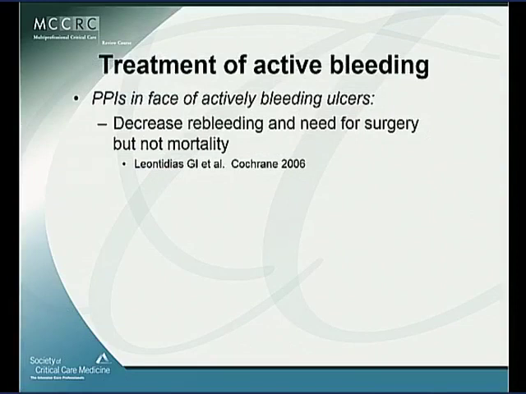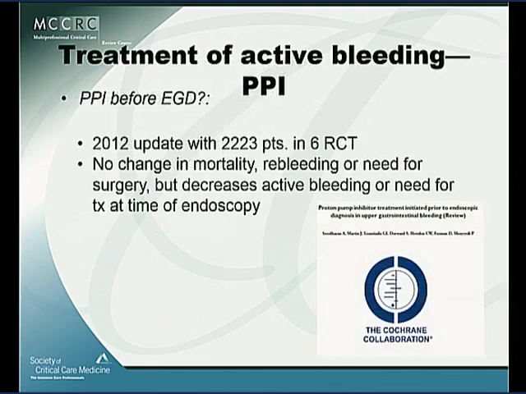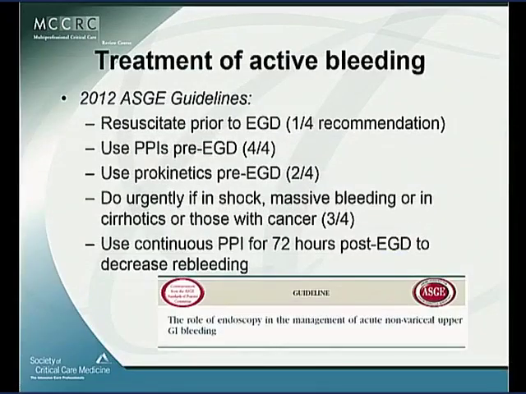PPIs in the face of active bleeding ulcers. They do decrease the risk of rebleeding and the need for surgery, but not mortality. Still thought to be beneficial to use. Should you use PPIs before you do the scope? Yes, once again, a nice Cochrane review on this. You're not going to change the mortality, once again probably because it's not that high to begin with, but it actively decreases active bleeding and the need for therapy at the time of it, so you should do it.